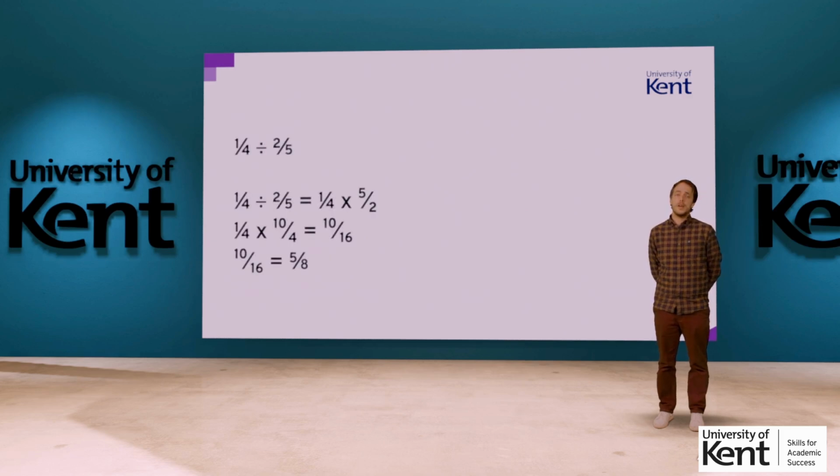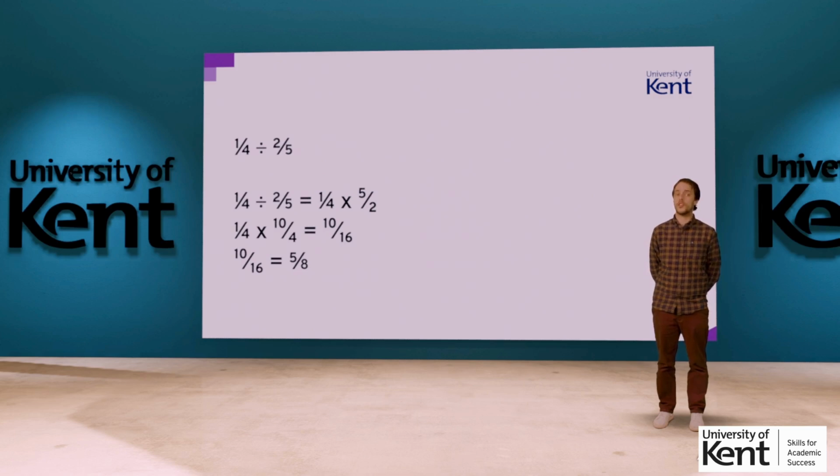For division, we need to take an additional step. For 1/4 divided by 2/5, we have to invert the fraction that we are dividing by, i.e. the second fraction. Once we've done that, we then multiply as normal. So 1/4 divided by 2/5 is the same as 1/4 multiplied by 5/2.